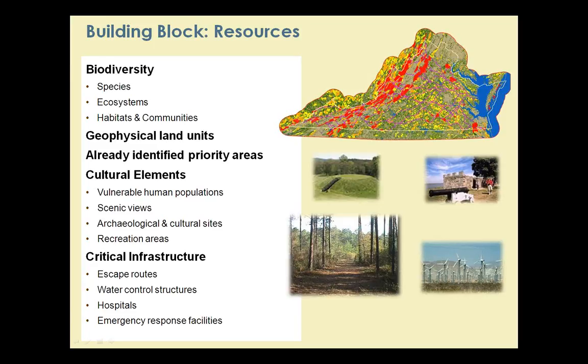You can certainly bring in already identified priority conservation areas. You can use cultural features, things like vulnerable human populations or archaeological sites. And then critical infrastructure. Again, that's a formalized part of our refuge vulnerability assessment, so thinking about things like escape routes and water control structures and hospitals and so on. So all of those things can be considered resources to be assessed.